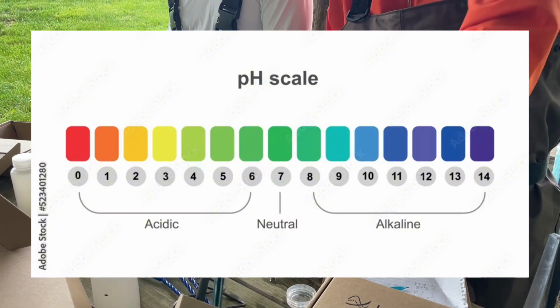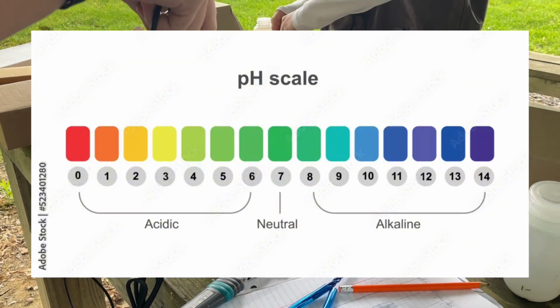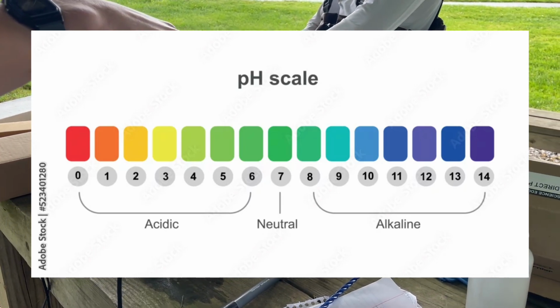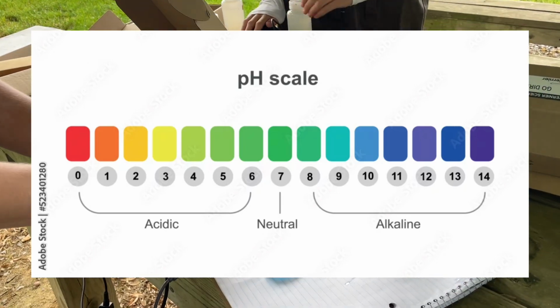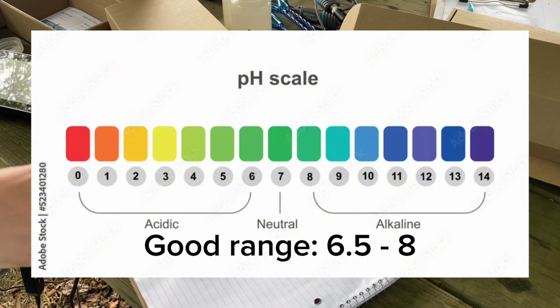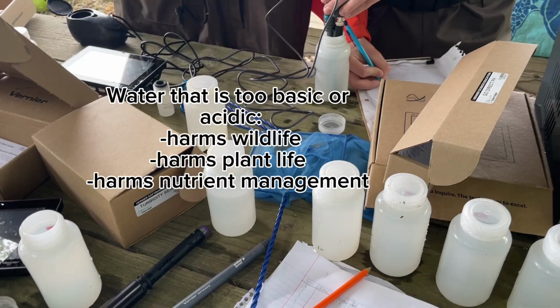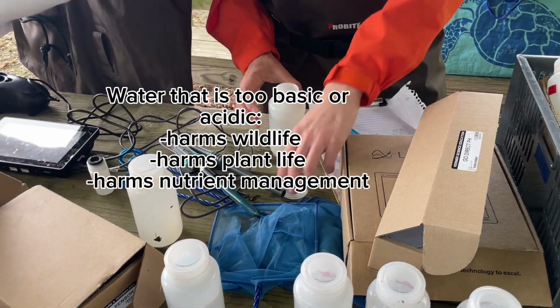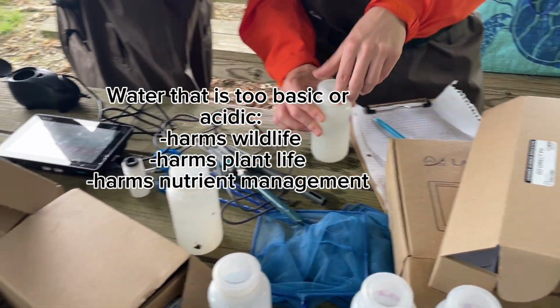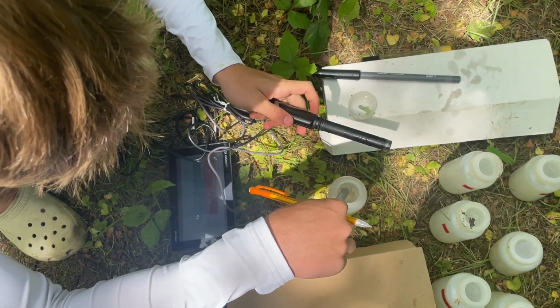pH refers to how acidic or basic a liquid is. It is known as the potential of hydrogen. Acidic solutions are measured to have lower pH values than basic or alkaline solutions, which have higher ones. A good pH range is generally a little alkaline, usually between 6.5 and 8. Having water that's too basic or acidic can harm the animals that live there and ultimately affect plant life and nutrient management.